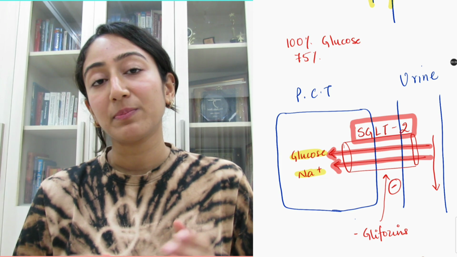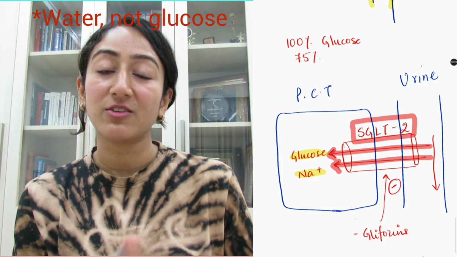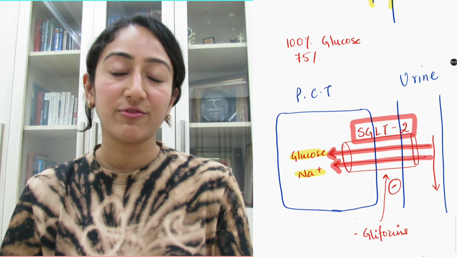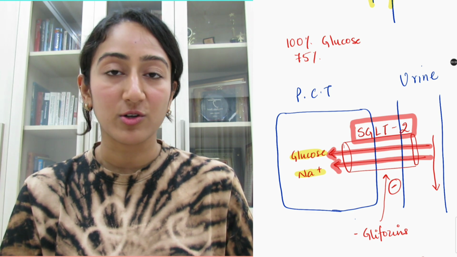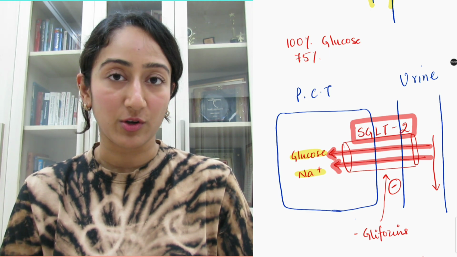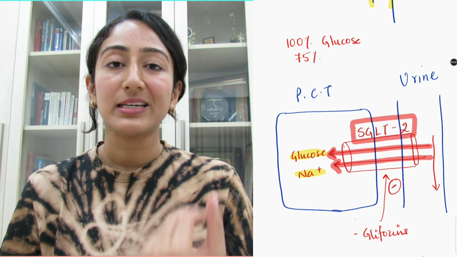You should remember that PCT transport is isotonic. That means water will be passively reabsorbed as well. For every 1 unit of sodium which is reabsorbed in the PCT, 1 unit of water is also reabsorbed. So net our urine remains isotonic. It will neither become hypertonic or hypotonic because water is also being reabsorbed as well.